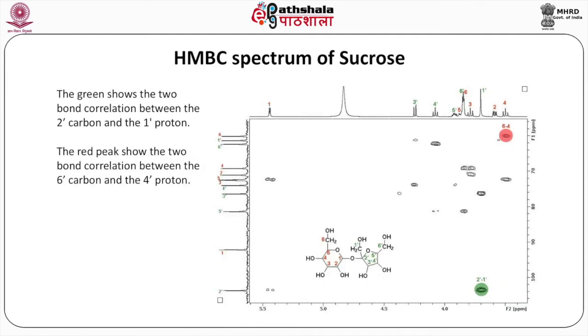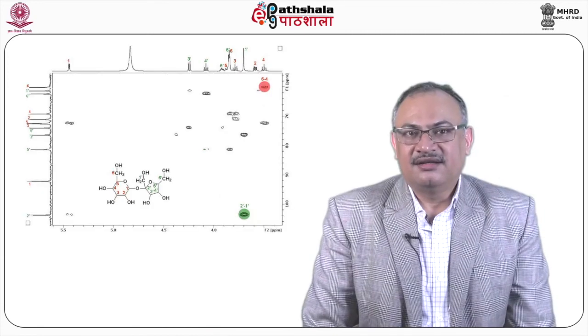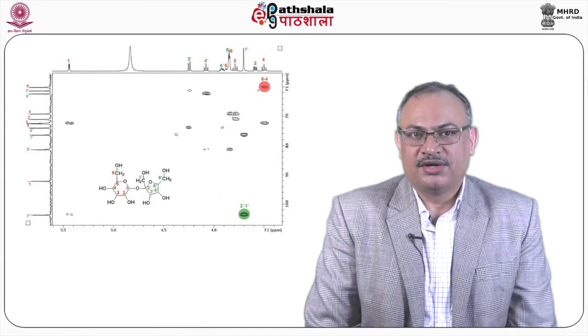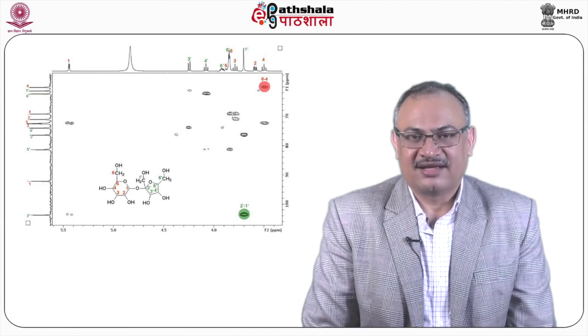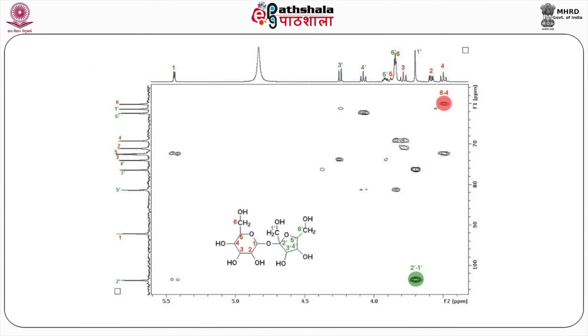Here we see the HMBC spectrum of sucrose shown in the figure. The green peak shows the 2-bond correlation between the 2' carbon and the 1' proton, as labeled in the structure. The red peak shows the 2-bond correlation between the 6' carbon and the 4' proton, as labeled in the structure.